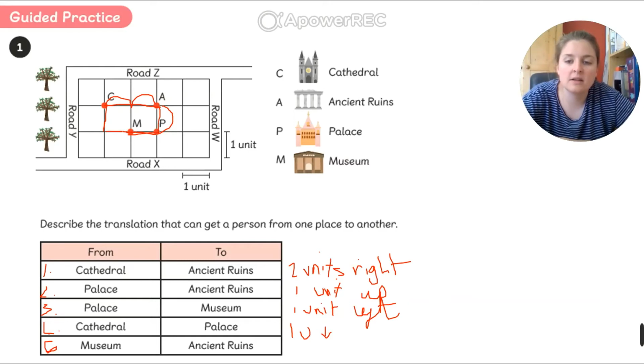And then it is 1, 2 units, 2 units to the left. Okay, and now the museum to the ancient ruins is 1 unit to the left, 1 unit to the left, and it is 1 unit up. Okay, makes sense?